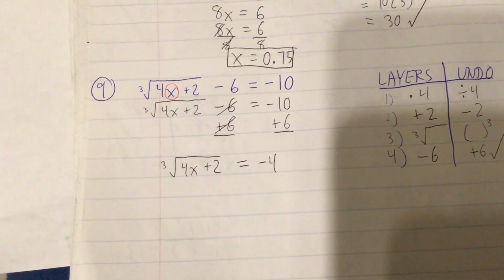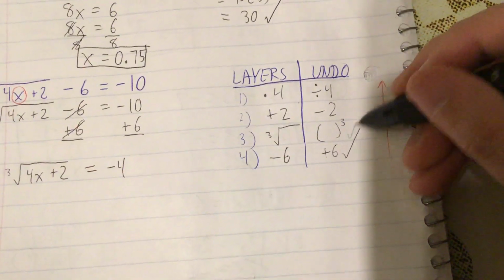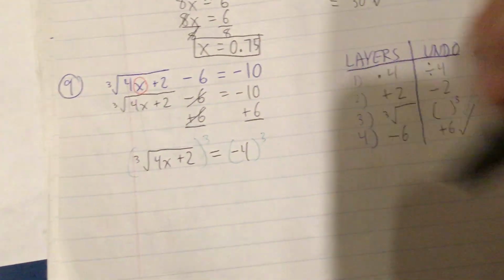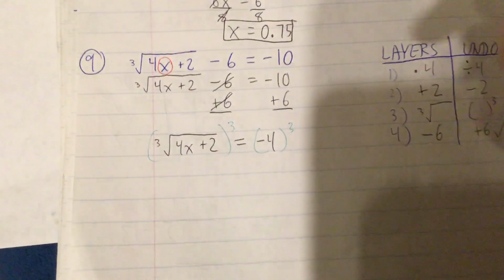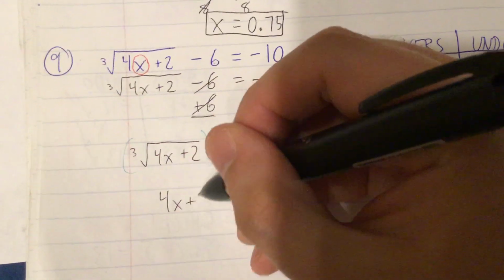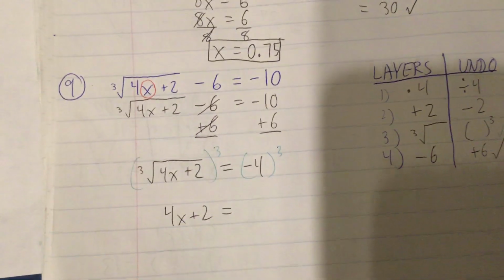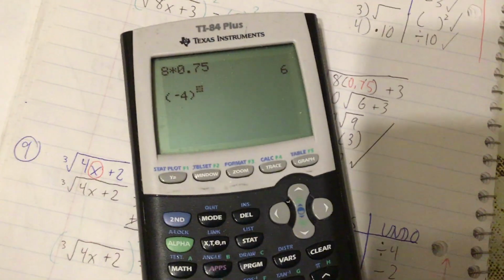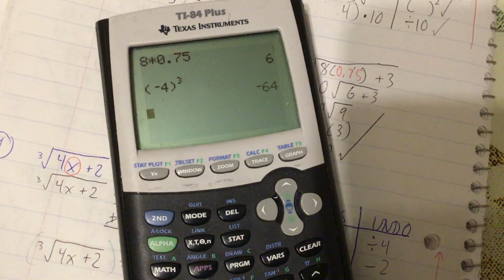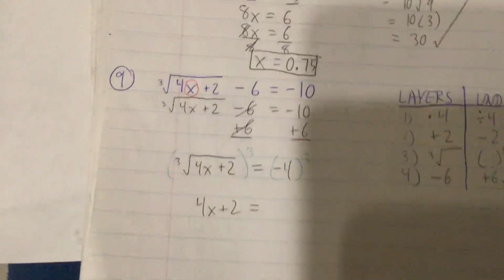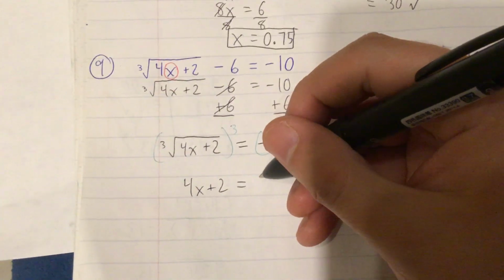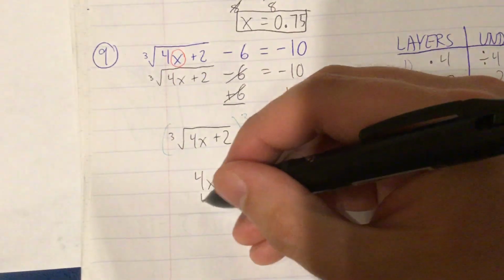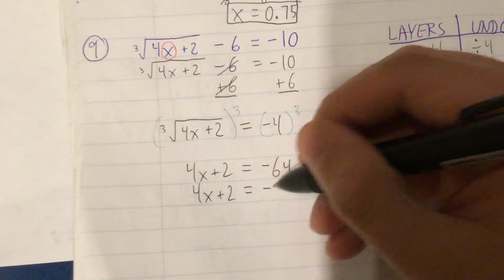And now I'm going to do the next one, which is cube both sides in my green. The cube root and the cube knock each other out, getting me 4x plus 2. Well, if I put negative 4, yes, the parentheses are super important. Negative 4 in parentheses to the third power, so that's negative 4 quantity to the third power. That is negative 64, because it's an odd exponent. So 4x plus 2 is equal to negative 64.